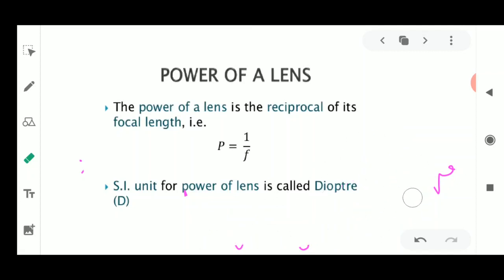So what is this power about? Power is the degree to which the light rays falling on the lens are converged or diverged. If a convex lens is there, light falls on it, and if a concave lens is there, it diverges the light falling on it. A convex lens converges a beam of parallel rays to a point.